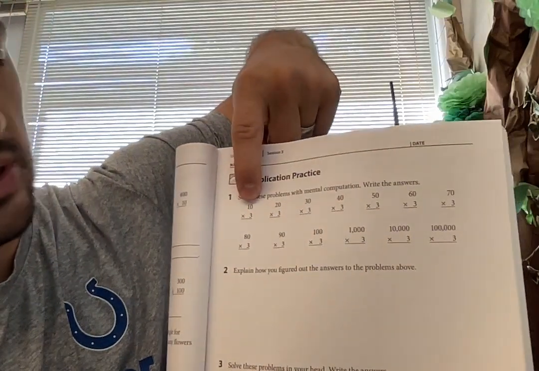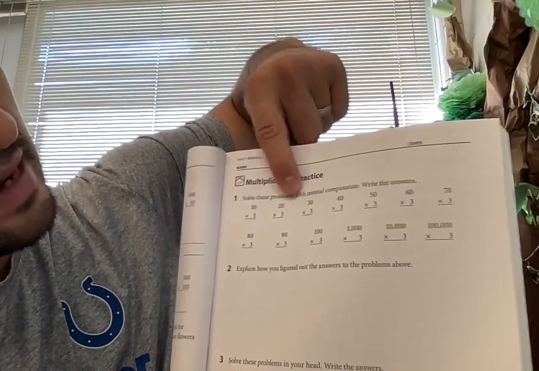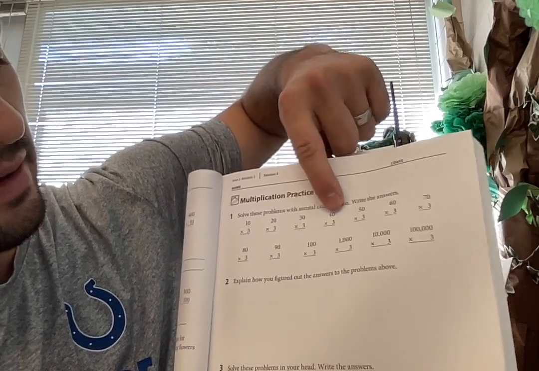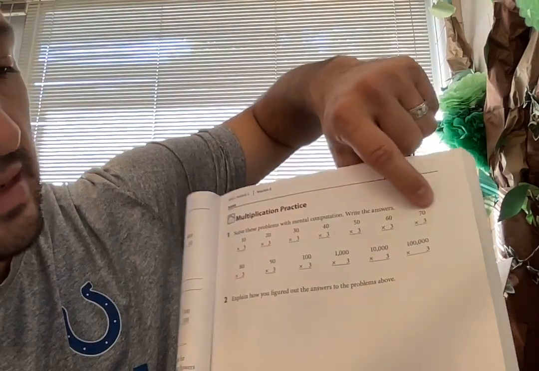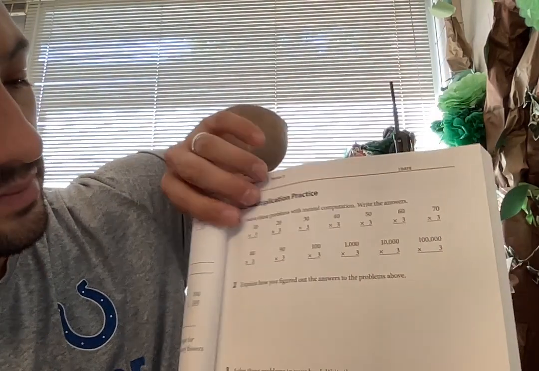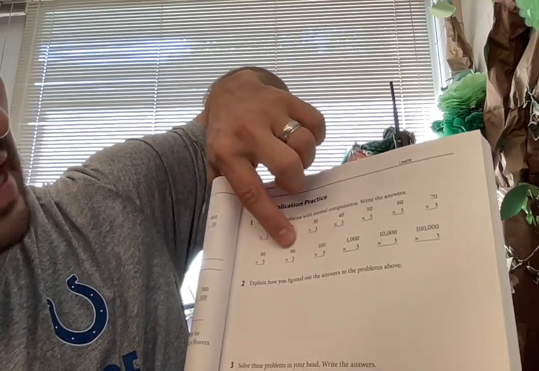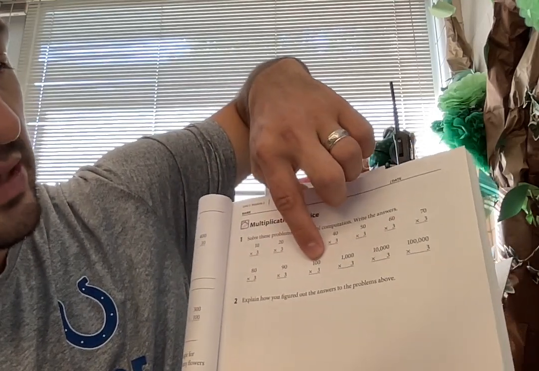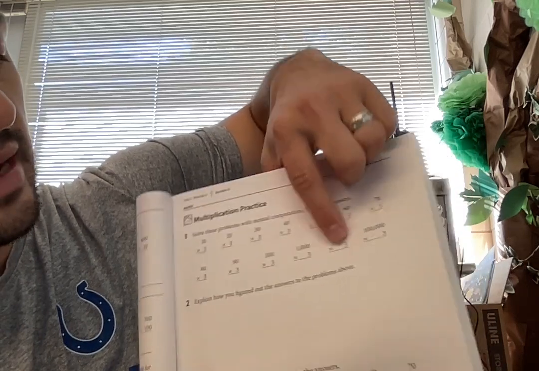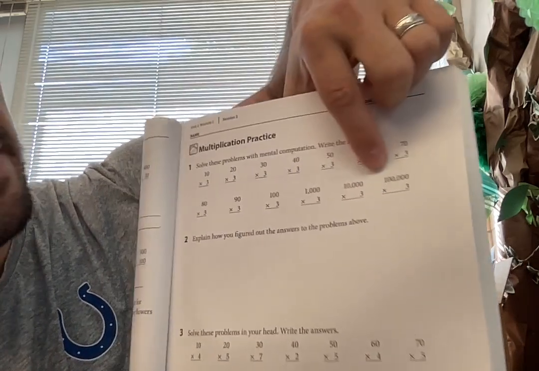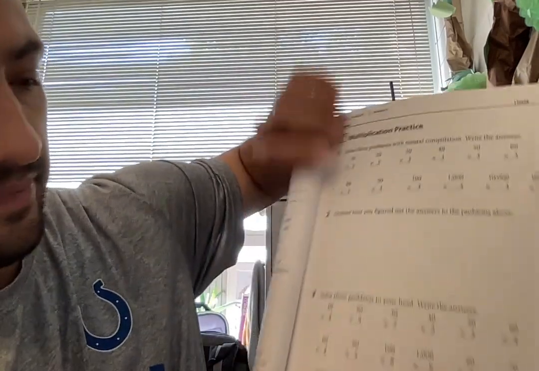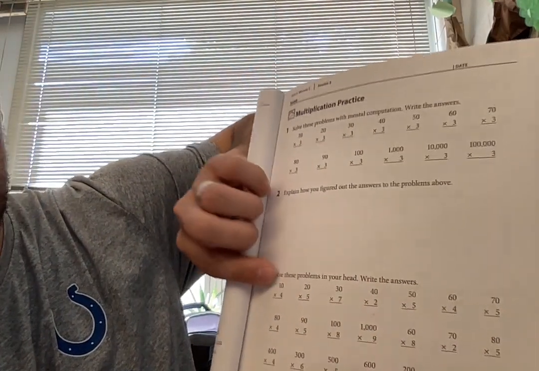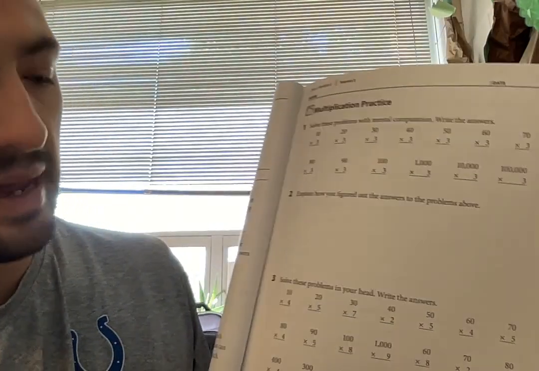Number 1, 10 times 3, 20 times 3, 30 times 3, 40 times 3, 50 times 3, 60 times 3, 70 times 3, 80 times 3, 90 times 3, 100 times 3, 1,000 times 3, 10,000 times 3, and 100,000 times 3. Again, we are not doing number 2. Number 3. Again, this is solving problems. It says in your head. If you guys need to do it on paper, feel free.